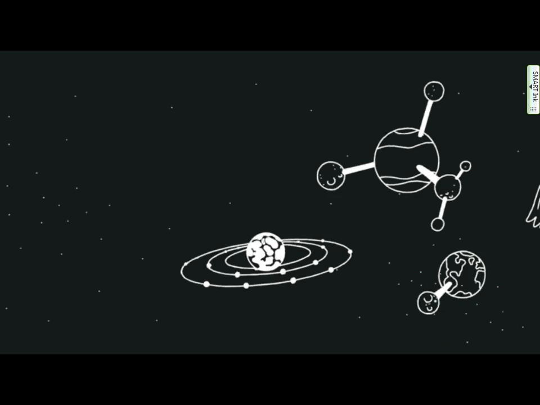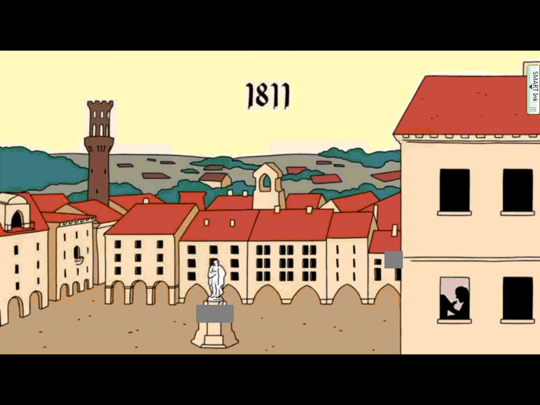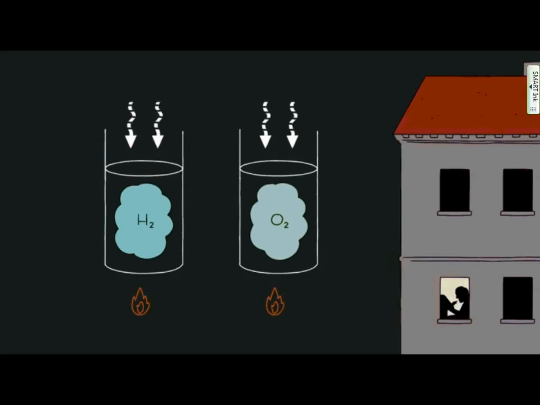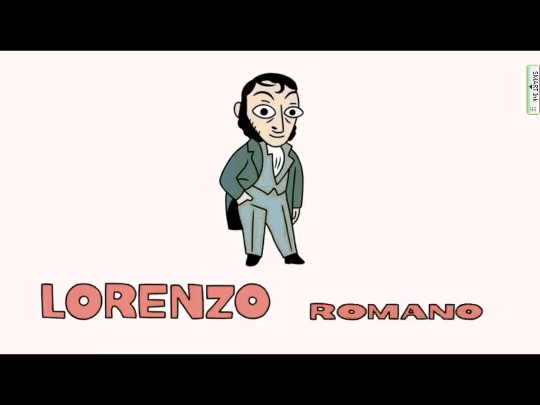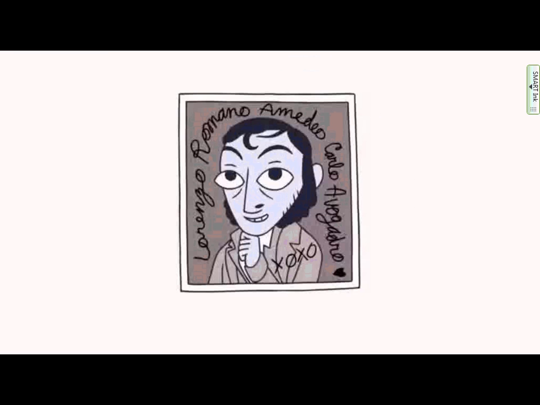Have you ever wondered how many atoms there are in the universe, or in your body, or even in a grain of sand? Scientists have wanted to answer that question, but how do you count something as small as an atom? Well, in 1811, someone had an idea that if you had equal volumes of gases at the same temperature and pressure, they would contain an equal number of particles. His name was Lorenzo Romano Amedeo Carlo Avogadro. I wonder how long it took him to sign autographs.